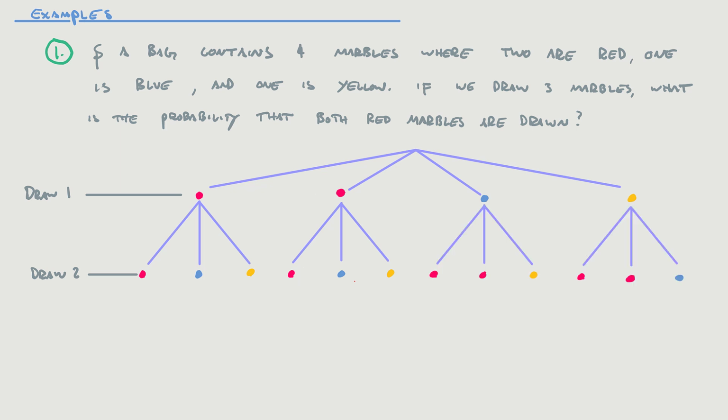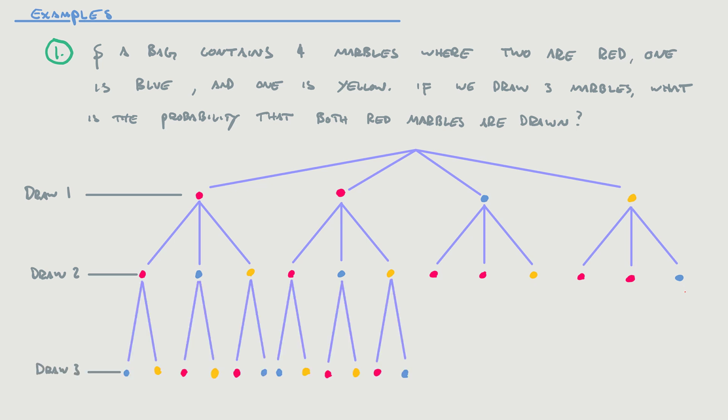For blue and yellow, both red 1 and red 2 are available. They're still in the bag, and then when you draw blue first, yellow's still there, or when you draw yellow first, blue is still there. So again, remember what we're doing is we're listing all of the possible outcomes that can potentially happen, and this is on the second draw, but we have to base it off of what was drawn first.